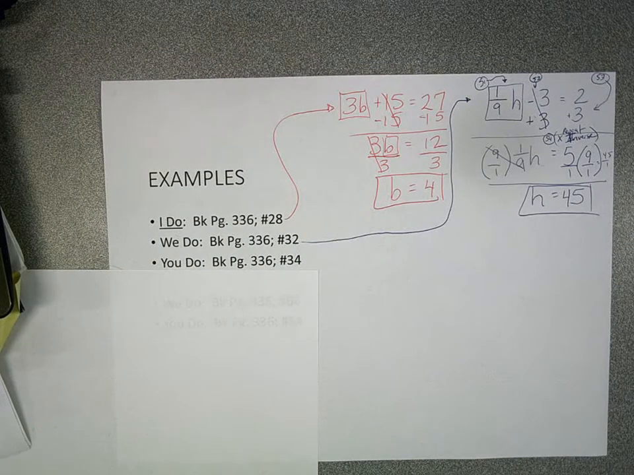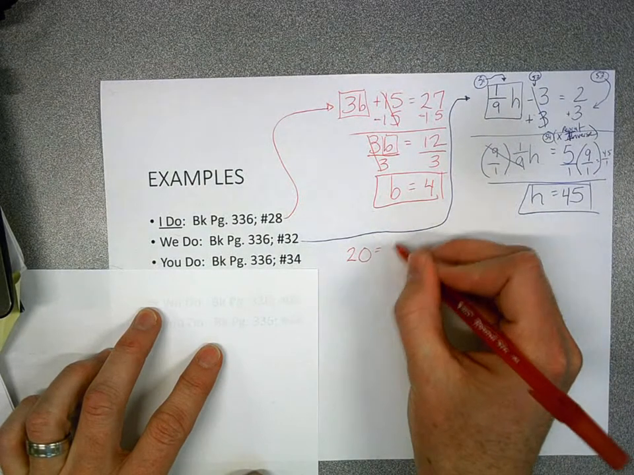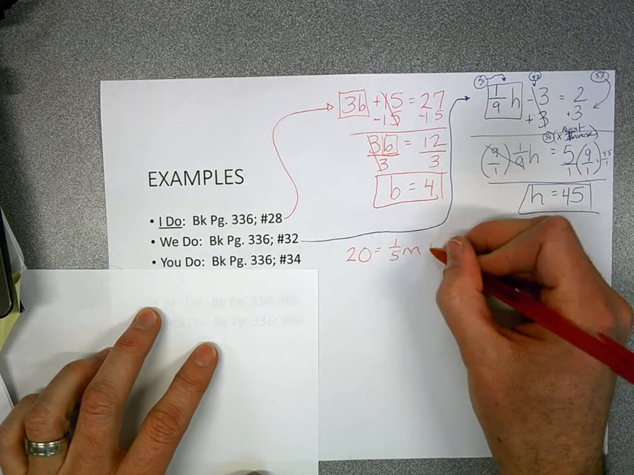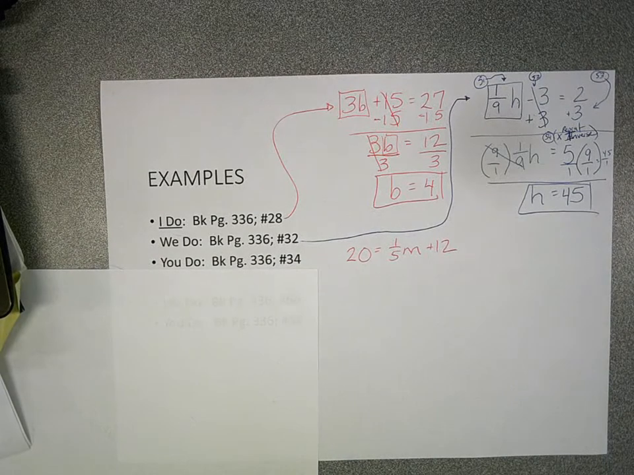All right, here we go. Let's go ahead and check it out on problem 34. Right, we have 20 equals 1/5 m plus 12. Okay, so let me go ahead and pull a seat number just for an answer. Just looking for an answer right now.